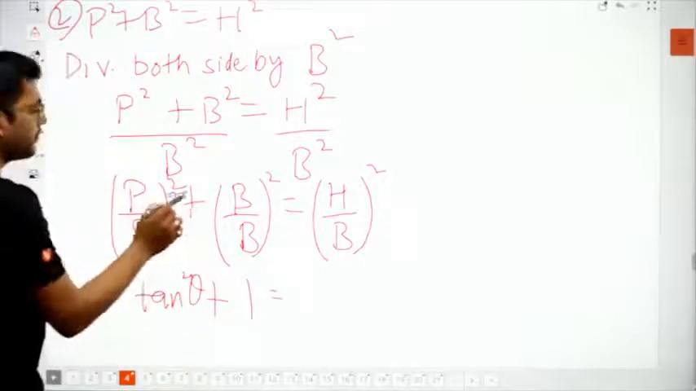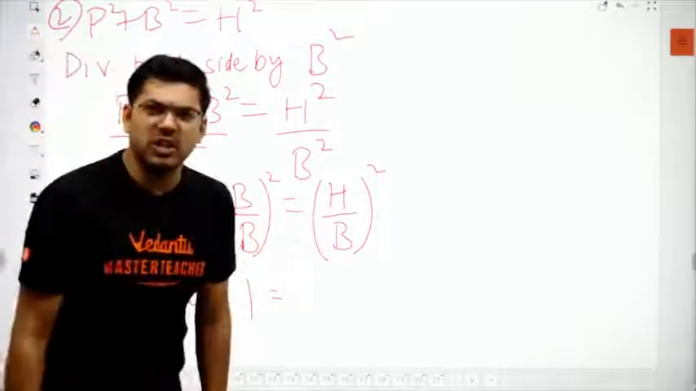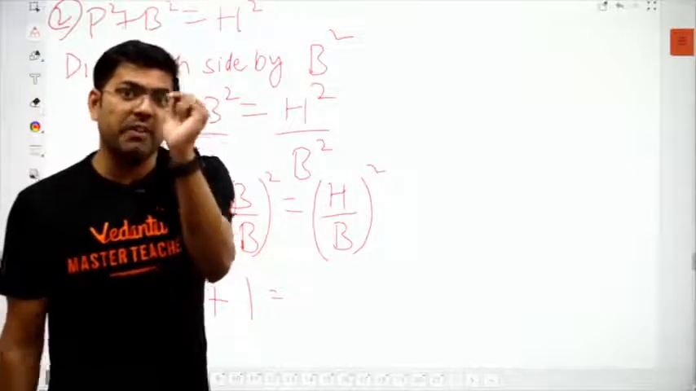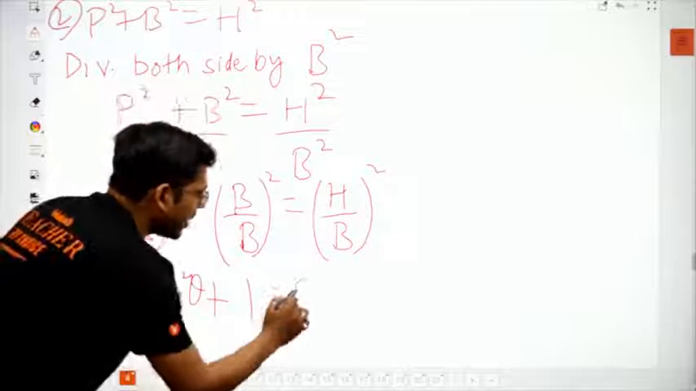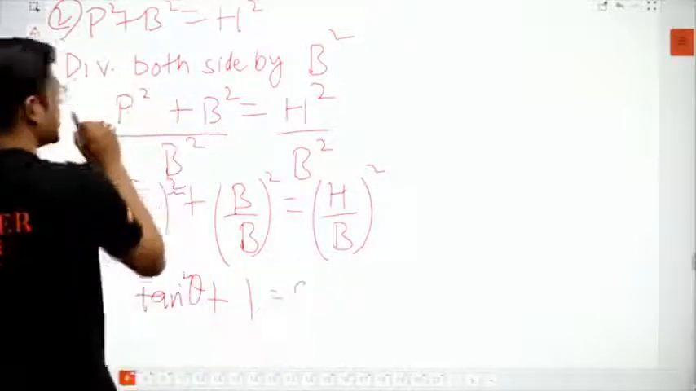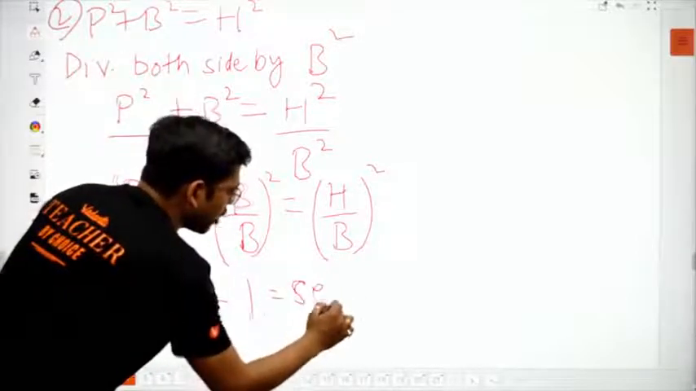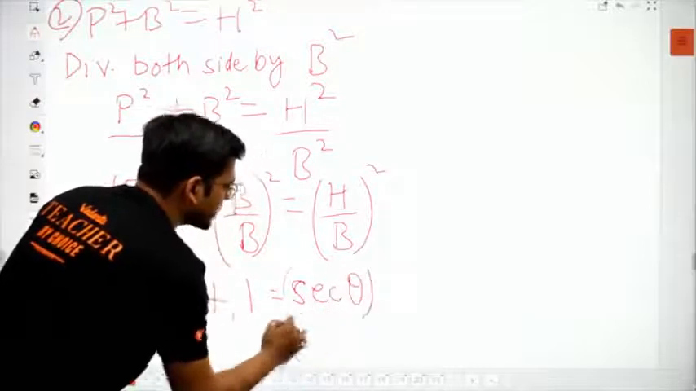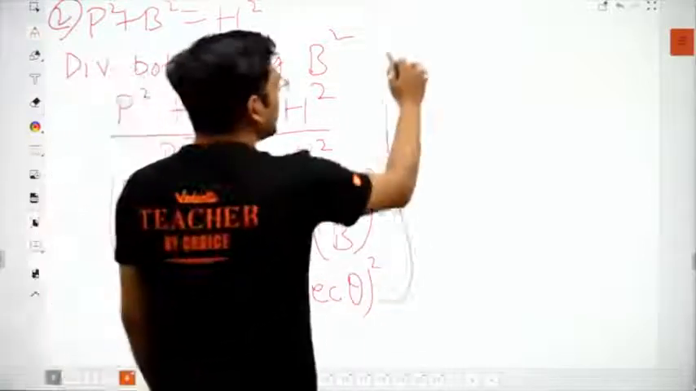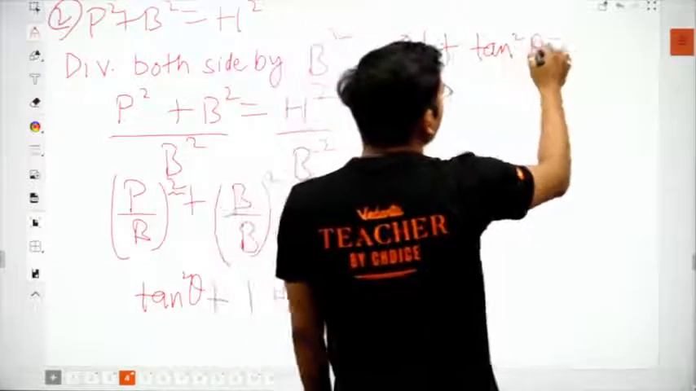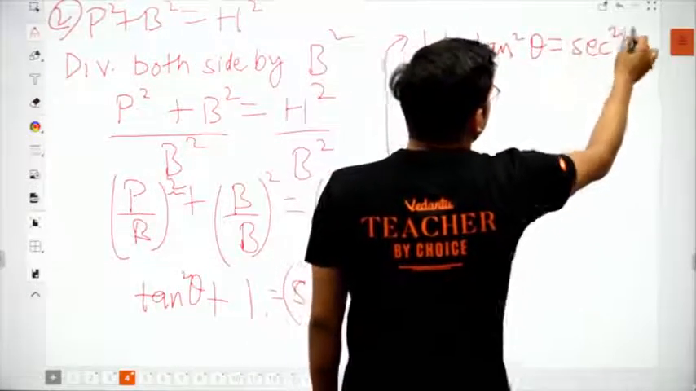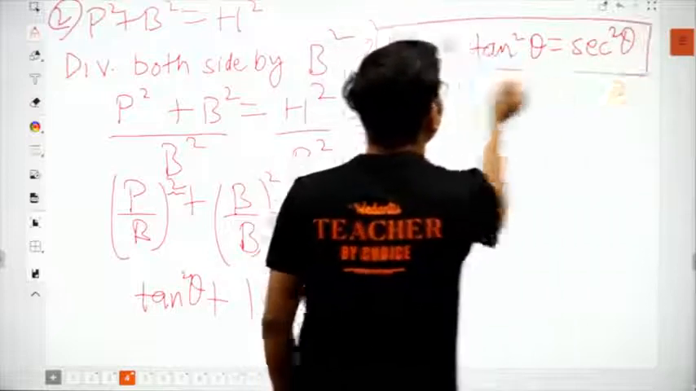क्योंकि यहाँ पे स्क्वायर है. Now what about b by h, h by b? B by h, you remember it very correctly. B by h is cos theta. So what will be h by b? It will be reciprocal of cos. भाई reciprocal of cos. Reciprocal of cos is sec theta और इसका square. So now the whole formula comes as 1 plus tan square theta is equal to sec square theta. This is the whole formula.